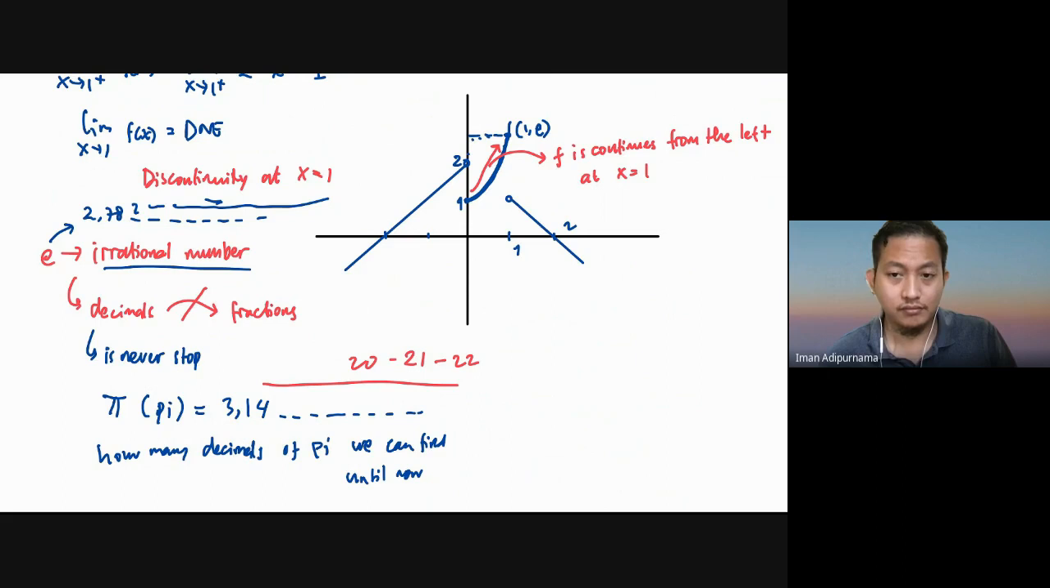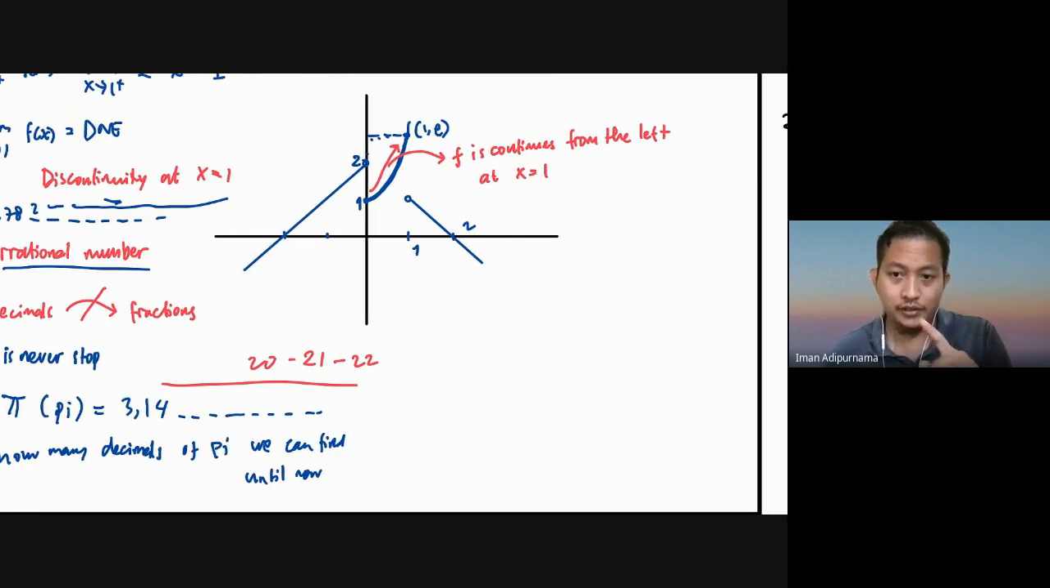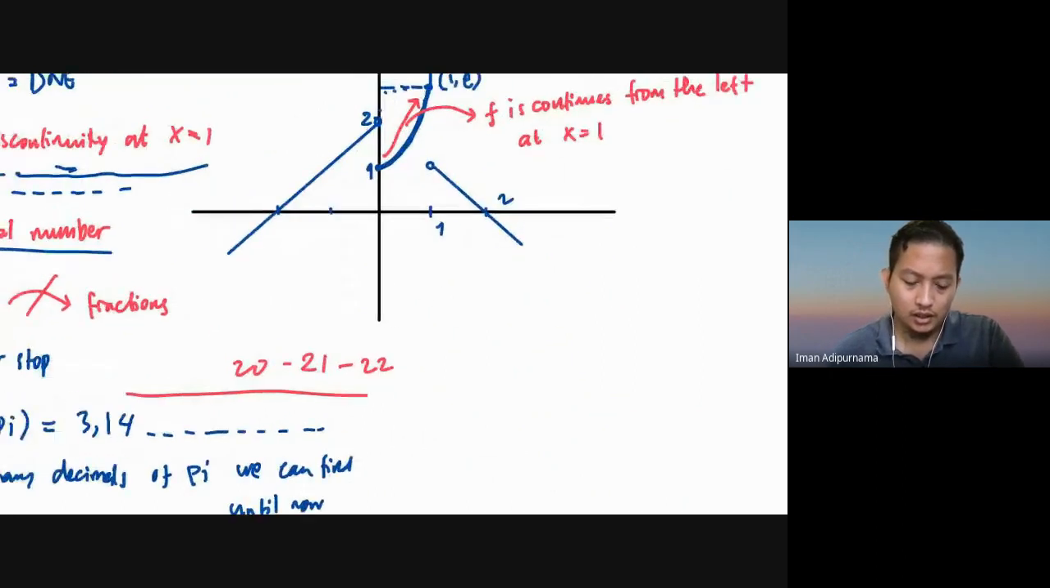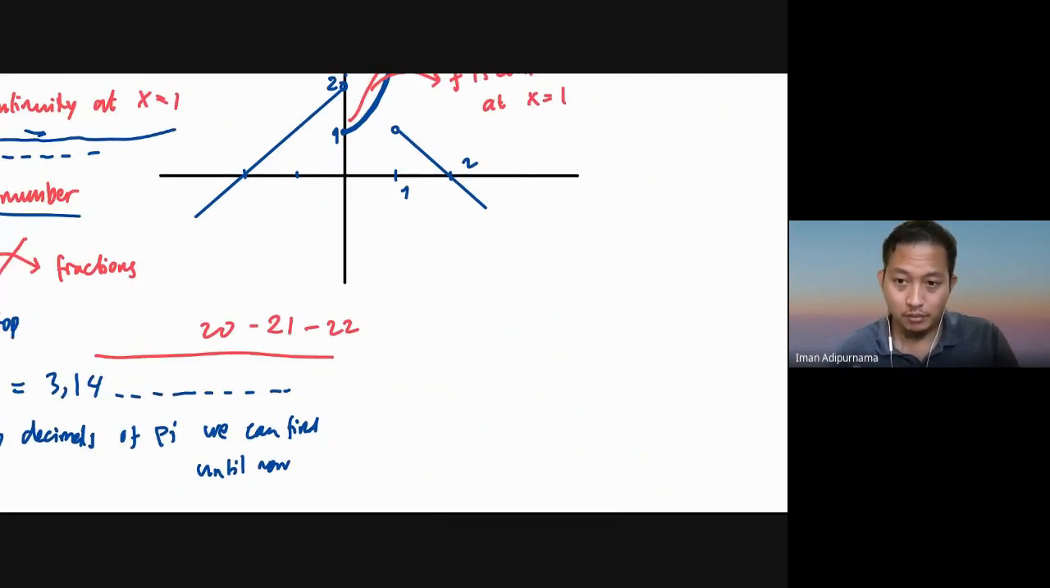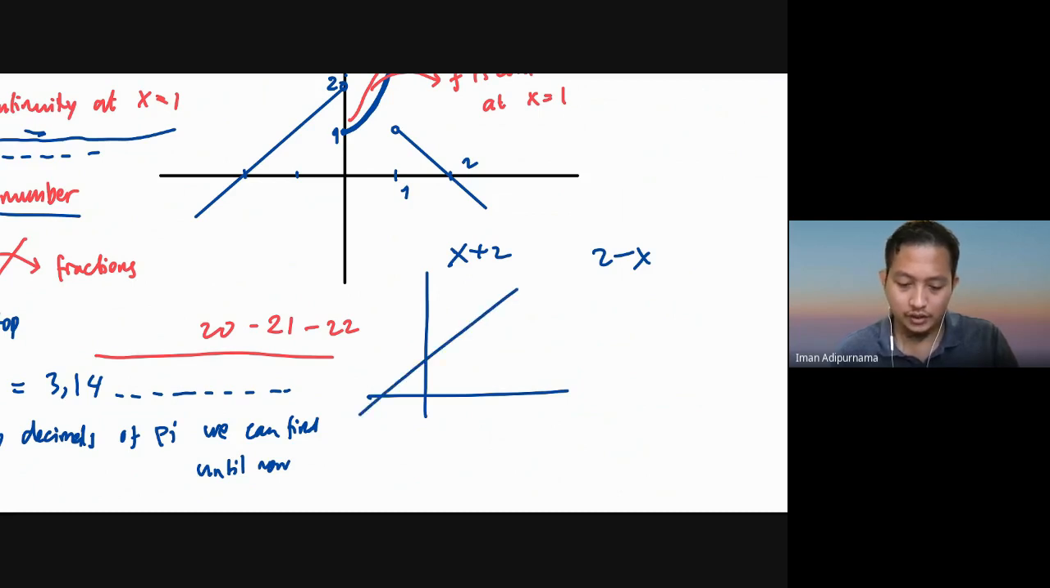One more thing about drawing. Jordan, if you want to learn more, you can draw one by one: x plus 2, 2 minus x. You can draw the one here, and the other one is this, right? And then you cut based on the interval.